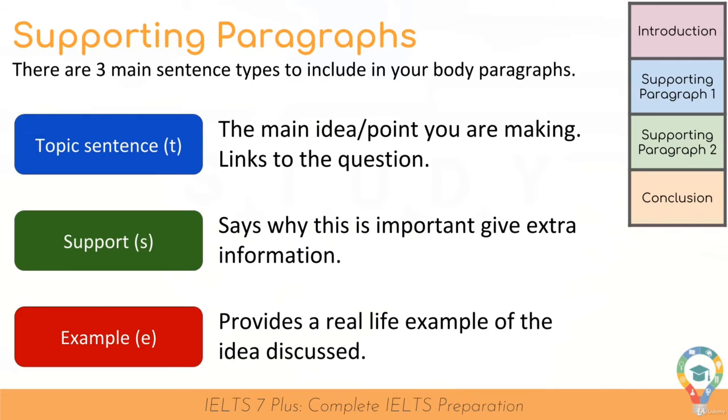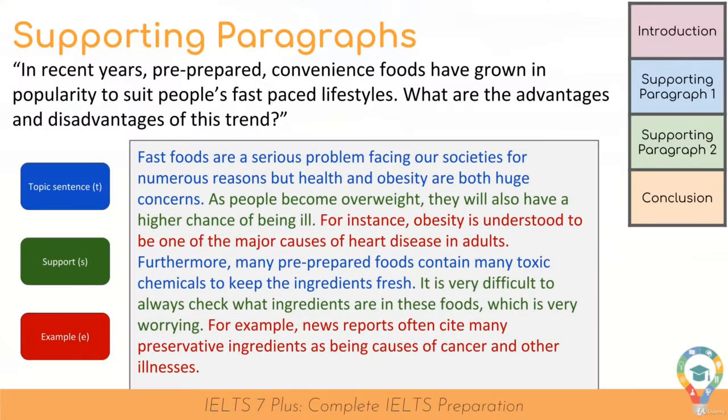Let's see how I use these 3 sentence types to create a really good supporting paragraph. We'll return to the question seen previously, all about the advantages and disadvantages of fast foods. Let's read through this supporting paragraph. Fast foods are a serious problem facing our societies for numerous reasons, but health and obesity are both huge concerns. As people become overweight, they will also have a higher chance of being ill. For instance, obesity is understood to be one of the major causes of heart disease in adults.